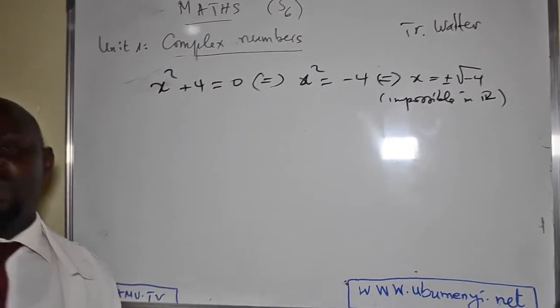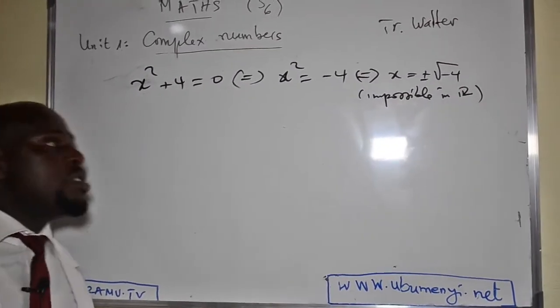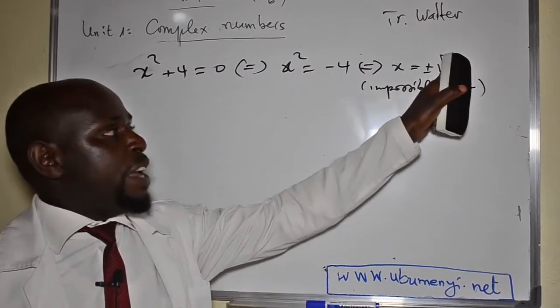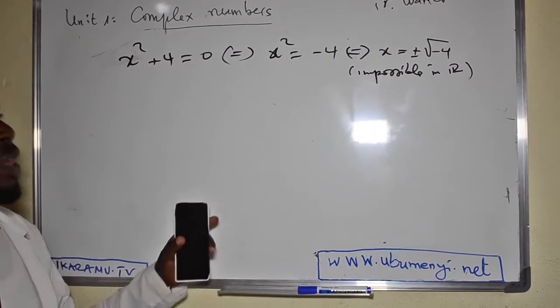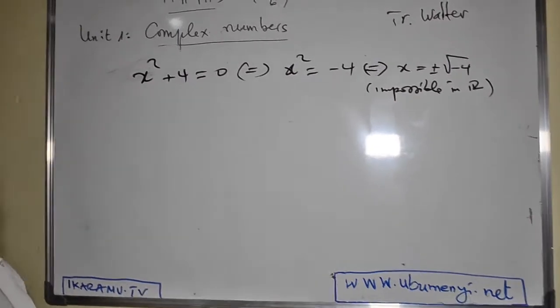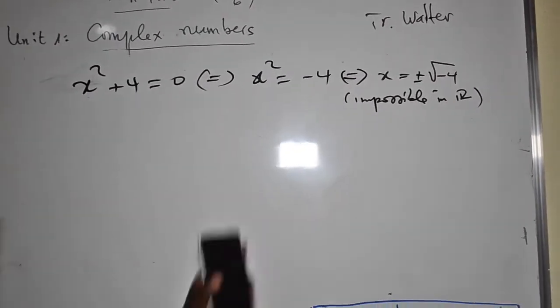Why was it impossible? It was impossible because it is not possible to find the square root of a negative number. We normally use the positive numbers to find the square roots. So for this one, we were stuck here.